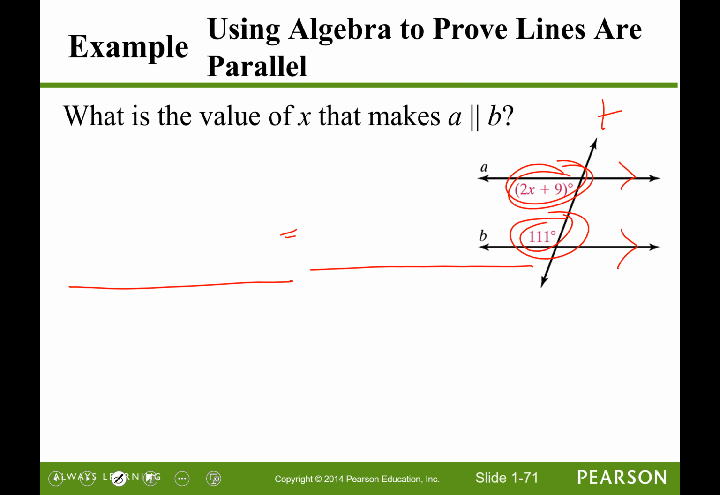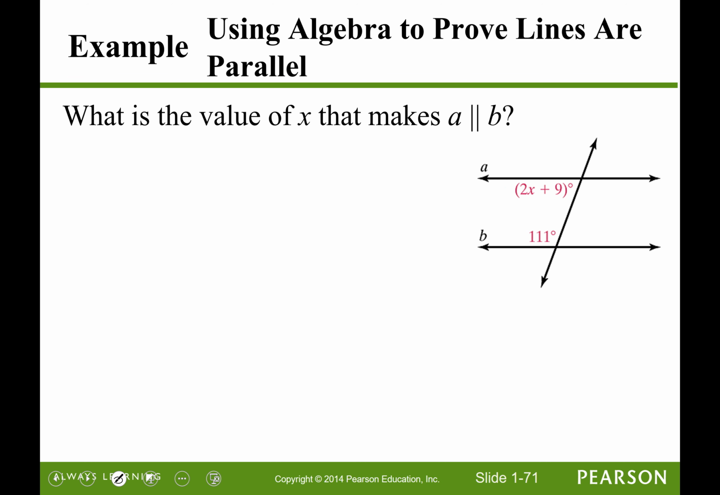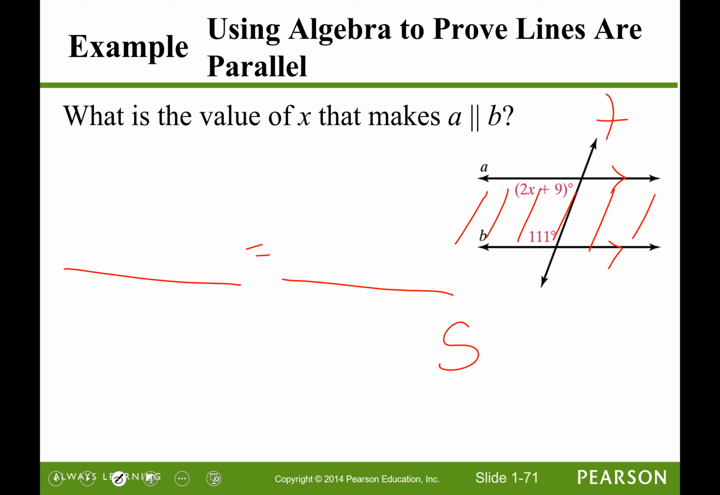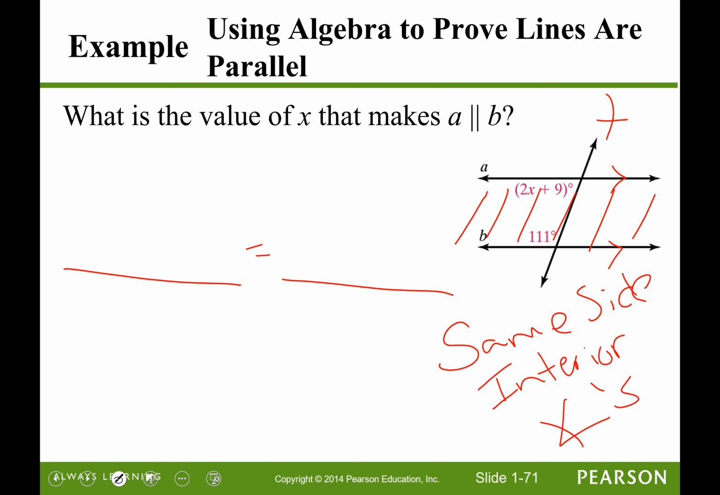Well, let's explore. Those two angles are, how are they related? Let's see, they're both interior, so they're both on the inside, and they're on the same side of the transversal. So those are same side interior angles. Okay, same side interior angles.